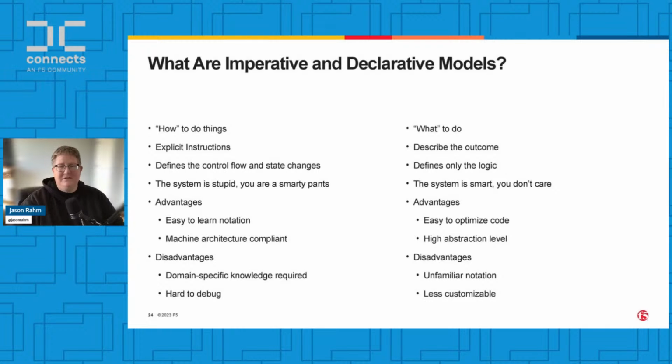So further on down this list, the declarative model is describing the outcome. You're saying, this is what I want. The system is smart and you don't care about that part, and that's the abstraction level of what a declarative model does for you. So you don't really need to have that domain specific knowledge. The advantages here, it's easier to optimize your code, and it's a high abstraction level if that's a benefit to you. I like to be in control, and so it's less of a benefit to me in the initial stages. I want to learn and I want to know what's going on under the hood. Once I know that, it's fine to automate and all that. But like a day 10, it's great. It's an advantage on day 10. For me, in the first days, it's not so much an advantage.